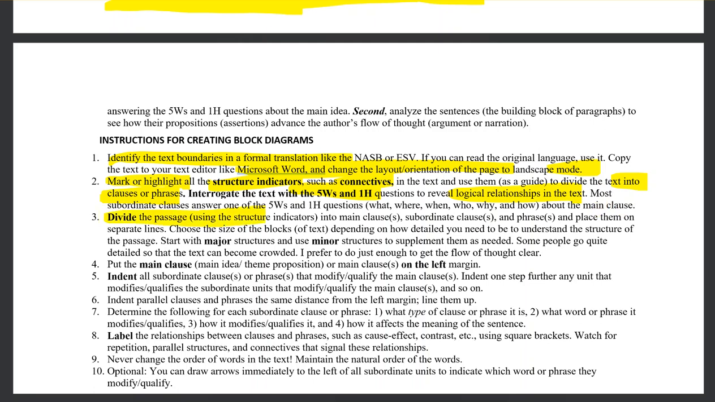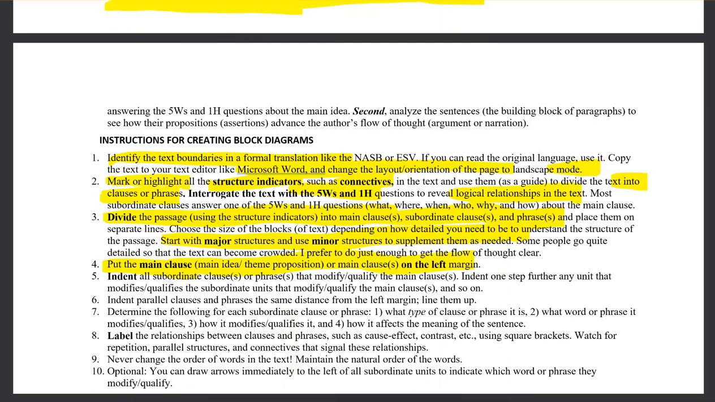Now, you're going to divide the passage using the structure indicators into clauses, subordinate clauses, and phrases, like I've mentioned earlier. And you're going to distinguish between major structures and minor structures based on how much of the text they control. You can slow this video down and read what I'm doing here, but I think I'm going at a good pace for you.